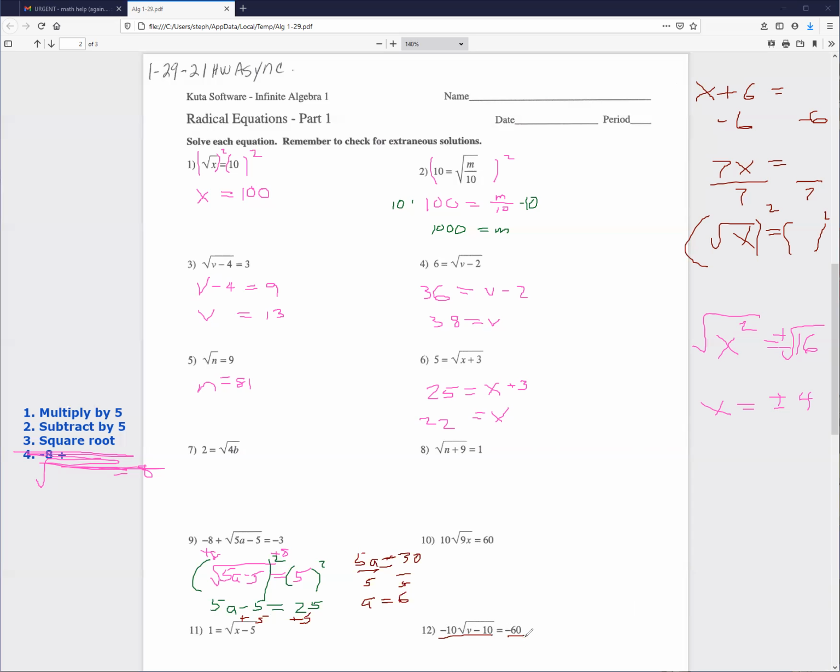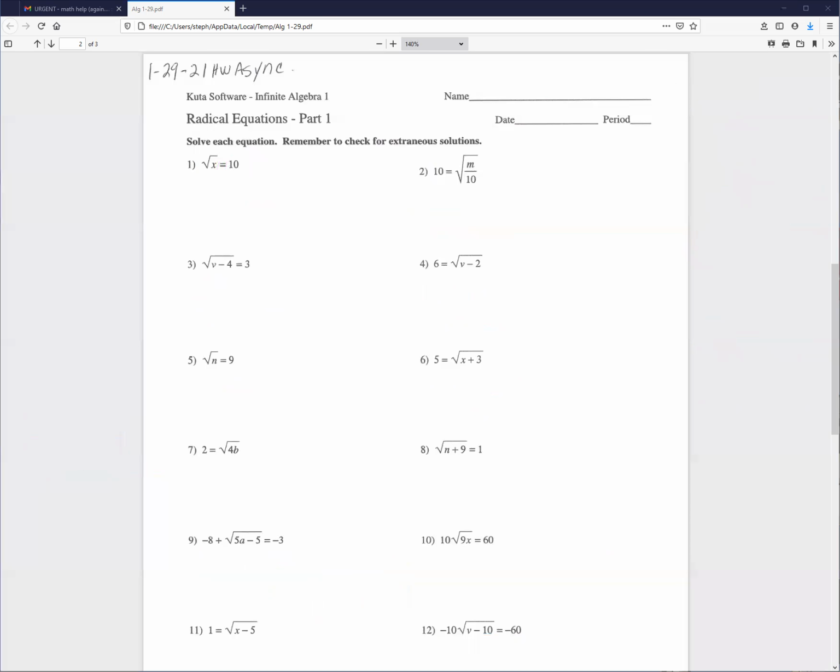So we will divide by negative 10. And that gives us the square root of v minus 10 equals 6. Okay, and now we'll square both sides. The square root of stuff squared is just stuff. Oops, no, v minus 10 equals 36. And then we will add 10 to both sides, and v equals 46. So hopefully this should give you an idea of how to approach questions like this.